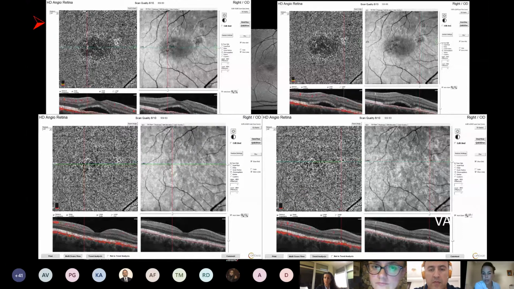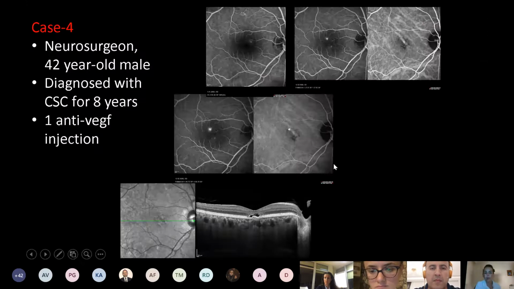Still, he has choroidal neovascularization in 2 different areas. One of them is here, the other one is here. And he is doing well without any recurrences and with full visual acuity.